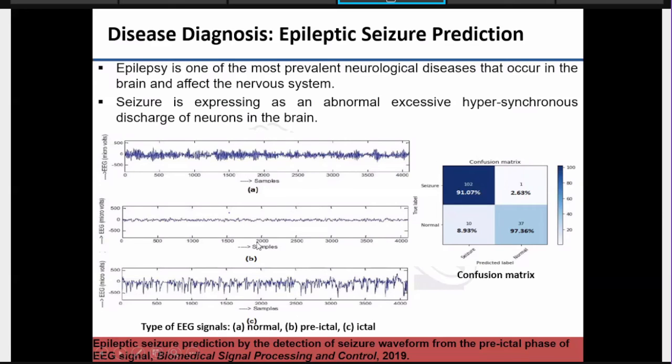So we also used a machine learning paradigm. We have these EEG signals, we did some pre-processing and machine learning, and after that we did classification to see whether we could predict properly from the pre-ictal period. We could predict almost 91% as a seizure, and 97% if it's normal. This is for the epileptic seizure problem.